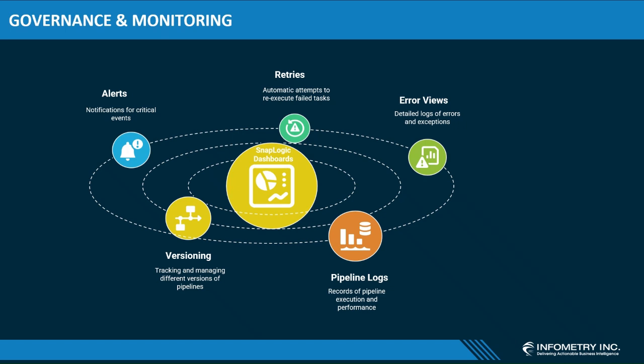Next, retries. If a task fails because of a temporary issue like network downtime or API delay, SnapLogic can automatically retry the task. This helps avoid manual interventions and ensures more reliable pipeline execution.